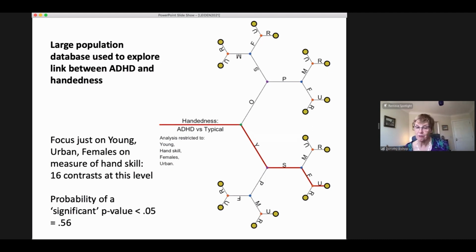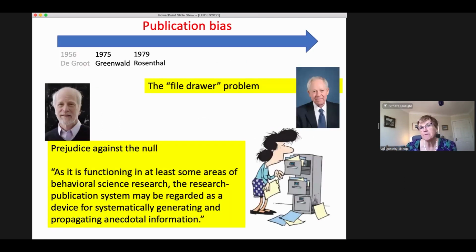Many ways you can p-hack. This is just one example, subdividing into subgroups or taking different measures from the many measures that you've got. Next slide. Other thing is publication bias. Again, we have known about this for years.